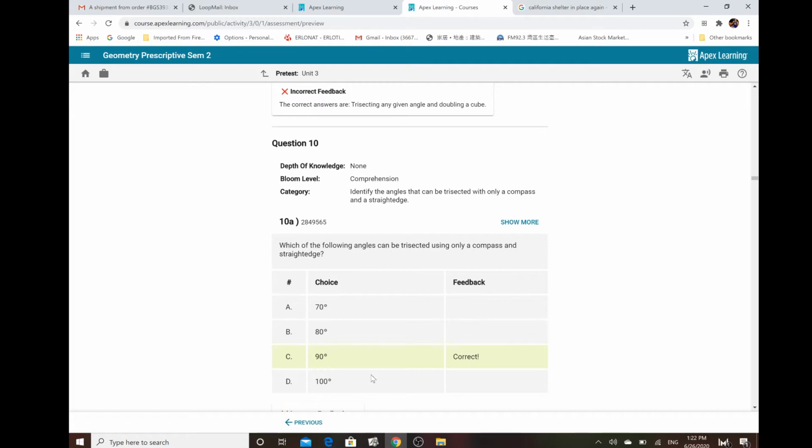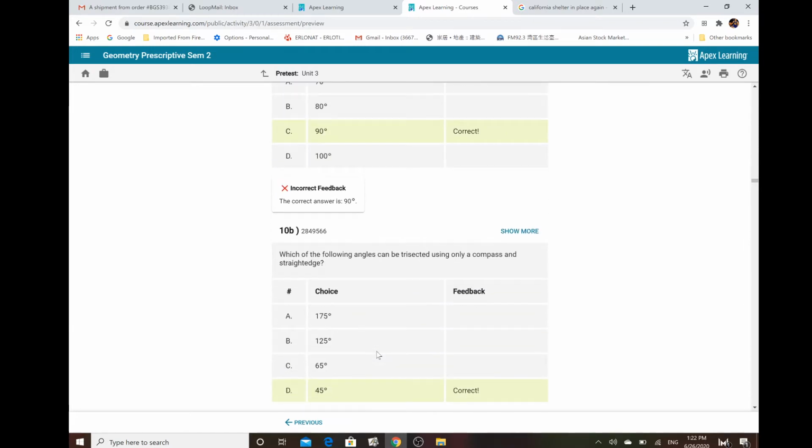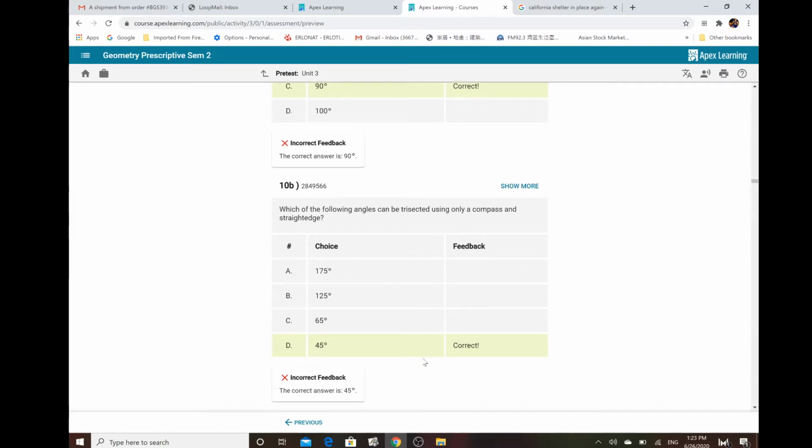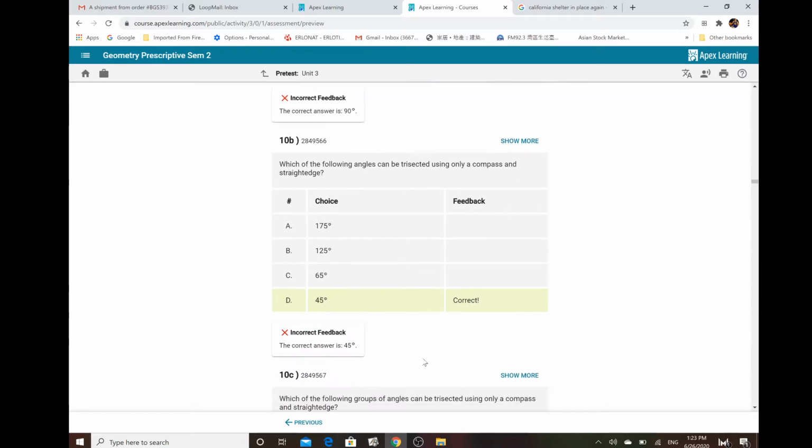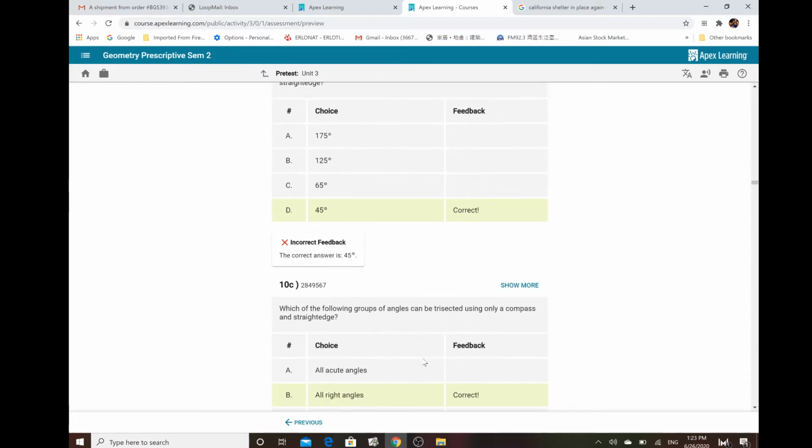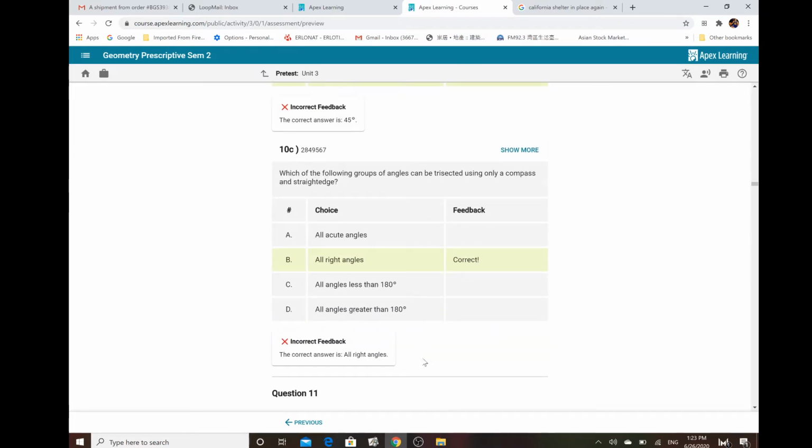Which of the following angles can be trisected using only a compass and a straight edge? So let's say that you form a 90-degree angle. Which of the following angles can be trisected using only a compass and a straight edge? 45 degrees. Well, I'll try to trisect that. Each angle would be considered 15 degrees.